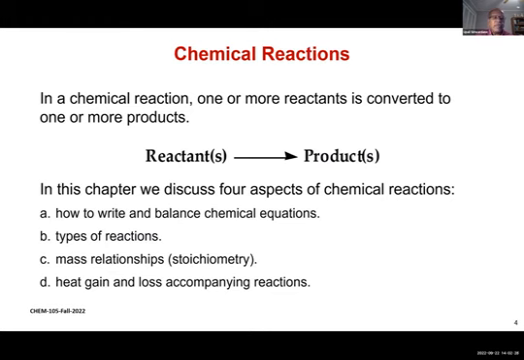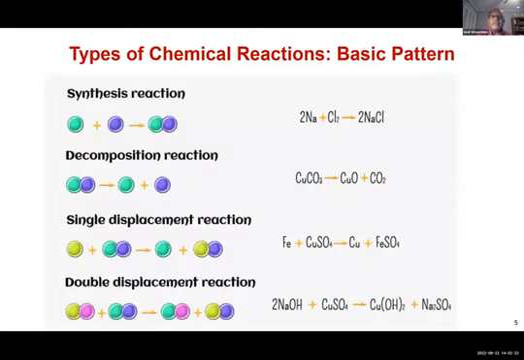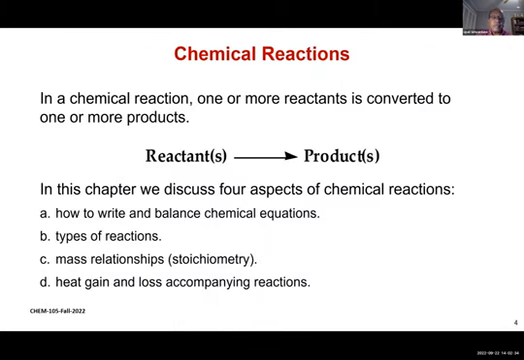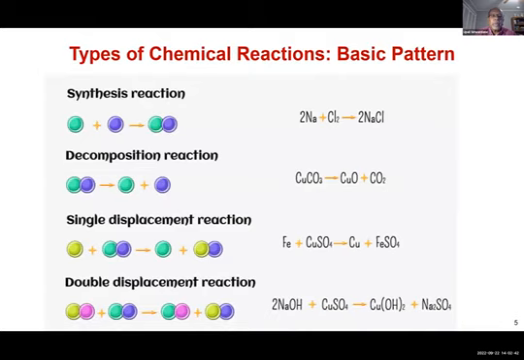So let's start with some idea about types of chemical reaction. We're going to look at writing chemical reactions in a minute. First, we start with types of reactions. The basic pattern observed in many chemical reactions is these 4 types.